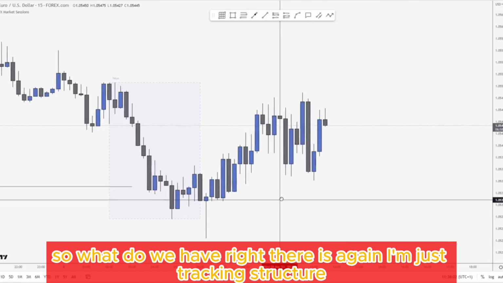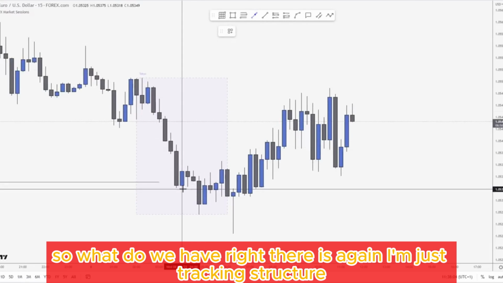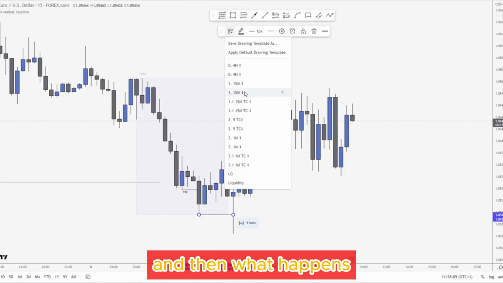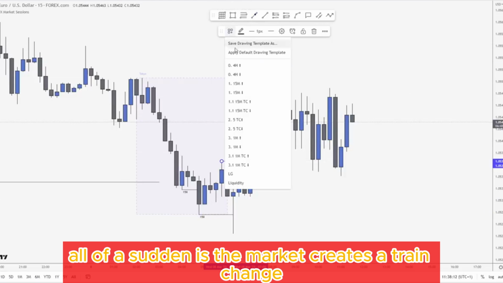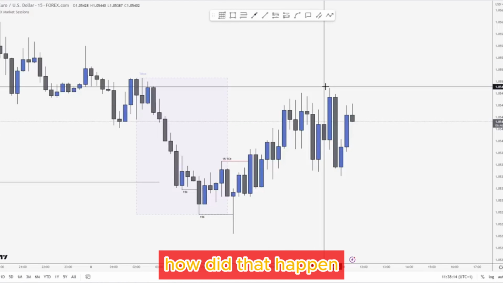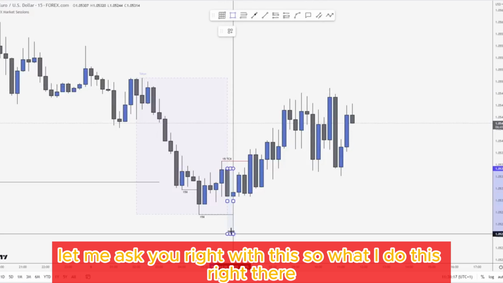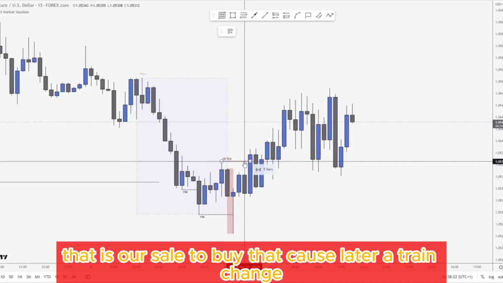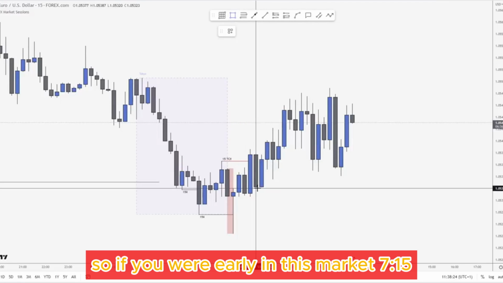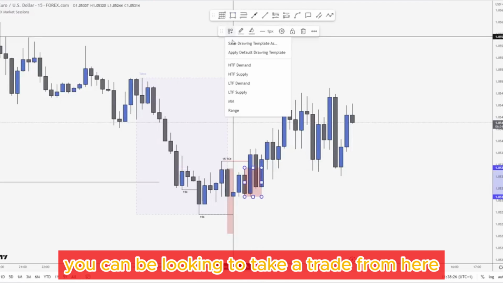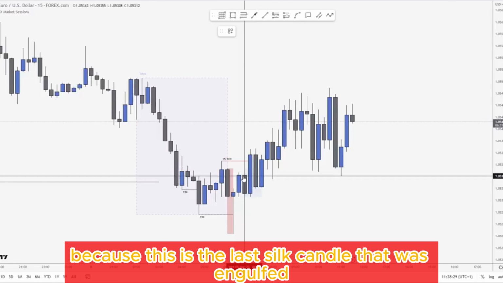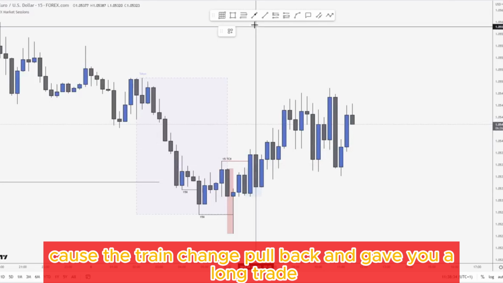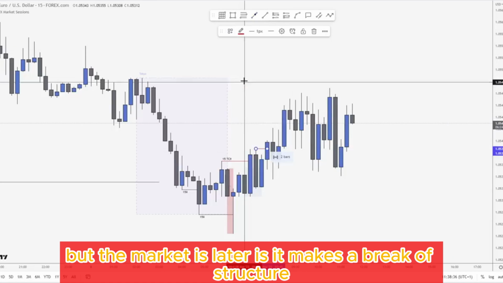Right? So what do we have right there is, again, I'm just tracking structure. We have break of structure right there. We have break of structure right there. And then what happens all of a sudden is the market creates a trend change. How did that happen? Let me ask you. So what I do is right there, it's manipulation. That is our sell to buy that caused later a trend change. So if you were early in this market, say on 15, you can be looking to take a trade from here. Because this is the last sell candle that was engulfed, caused the trend change, pulled back, and gave you a long trade. But what the market does later is it makes a break of structure.